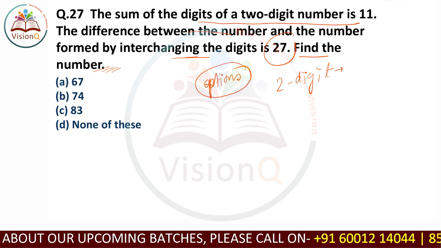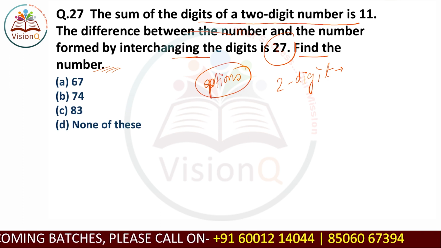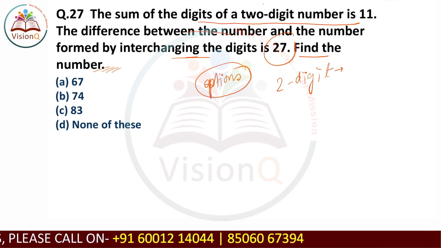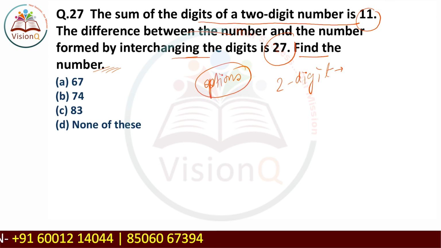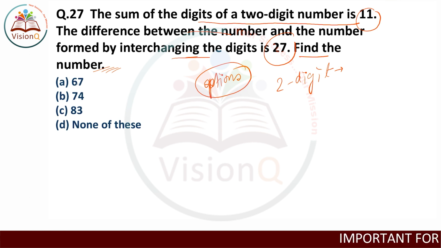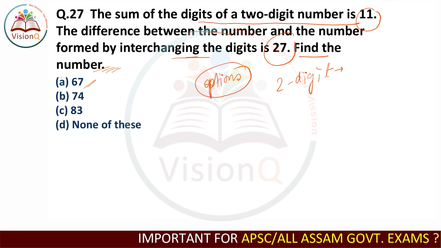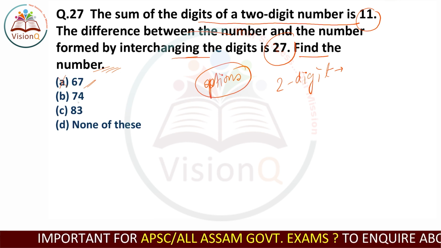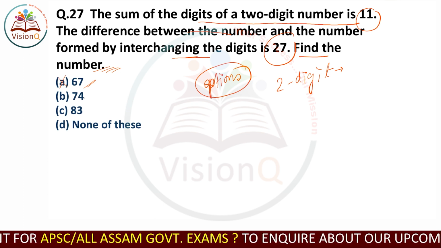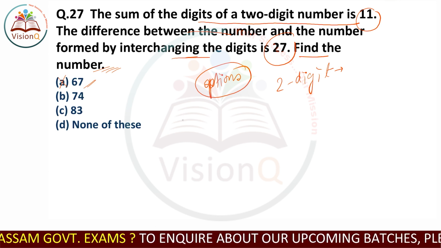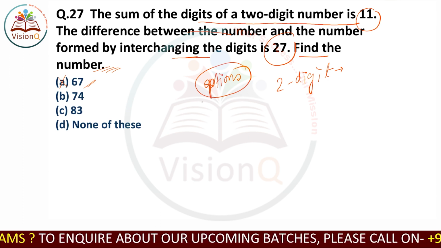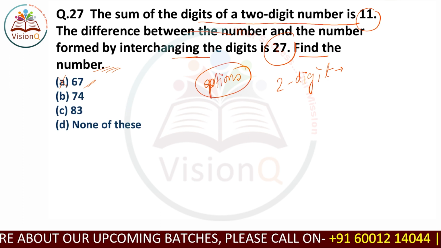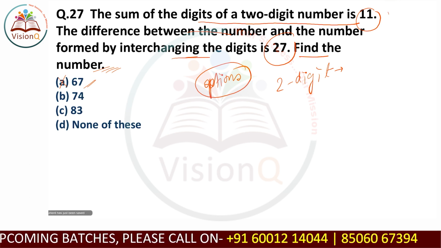Now I need to check that option which satisfies the given conditions. That means the sum of the digits should be 11 and the difference between the number and the reverse number should be 27. If I see the first option, 6 plus 7 is 13, but the sum should be 11 only. The first option is not the right answer here. Now the next option is 74. Now see, 7 plus 4 is 11. So this can be the answer. So it satisfies the first condition. Its sum is 11.